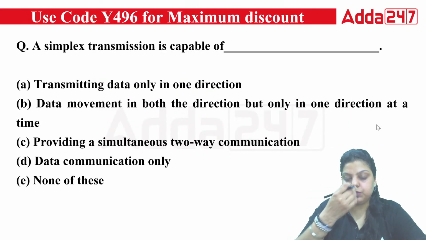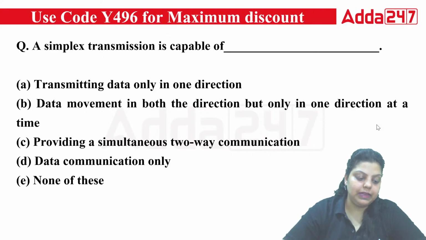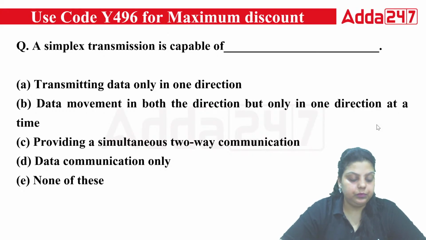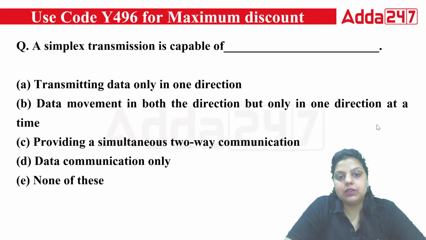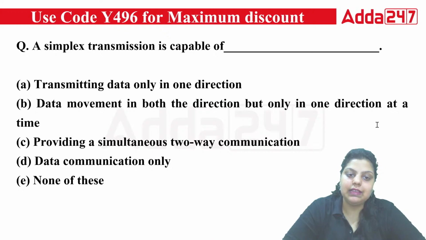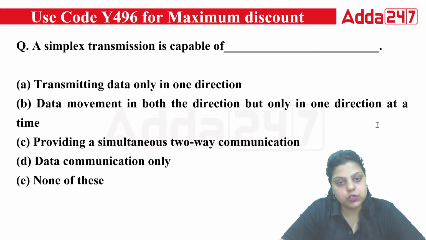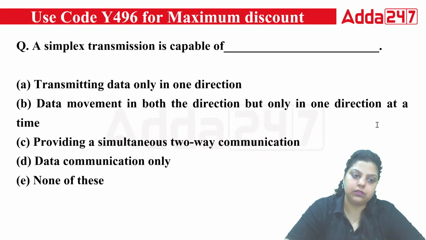A simplex transmission is capable of transmitting data only in one direction, data movement in both directions but only in one direction at a time, providing a simultaneous two-way communication, data communication only, or none of the above. So you have to answer which of the following is correct about simplex transmission. There are three types of transmission we have: simplex, half duplex, and full duplex. A, B, C, D, or E.